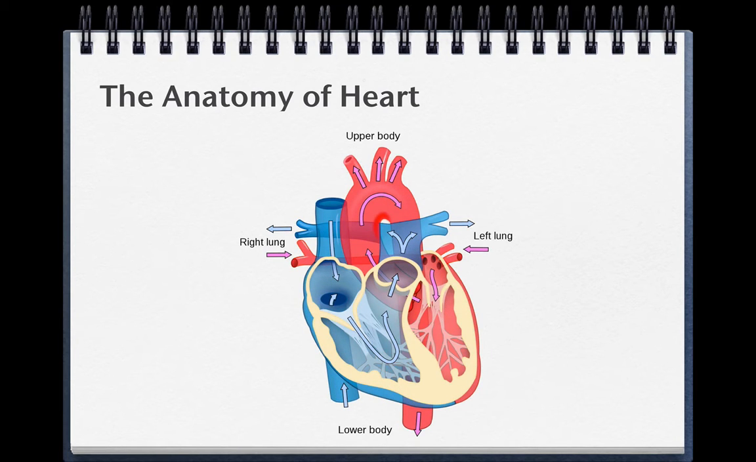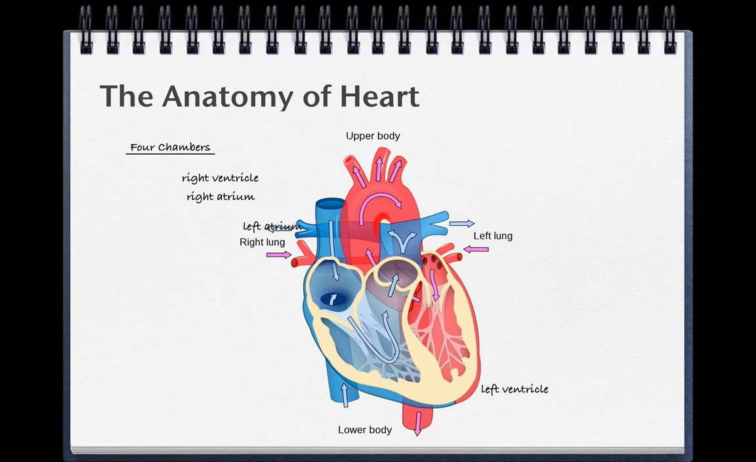Now that we have looked at some basic information about the heart, let's look at its anatomy. Here we have a really simple diagram of the heart, and in order to understand the three loops of the heart, which will be coming up, we have to understand some of the terms. One of the most important parts of the heart is the four chambers. We have the left ventricle, left atrium, right ventricle, and the right atrium.